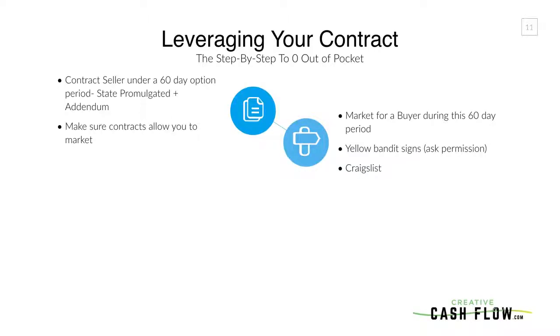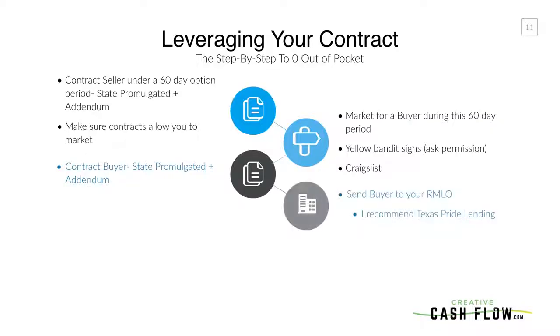And then Craigslist obviously is going to be a big place for marketing to find buyers. After you put your marketing out there and you find your buyer, you're going to contract that buyer again with a state promulgated form and again with an addendum. Now this addendum is typically pretty similar to your addendum that you used on your acquisition, but there's going to be a few little changes here and there. So you just want to again make sure that you're using the right contracts on both acquisition and disposition, and you're going to contract that buyer.